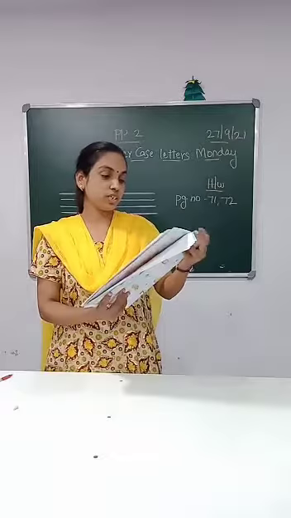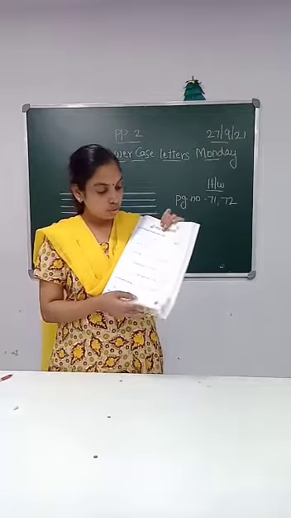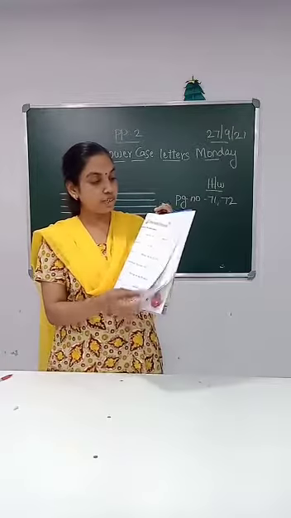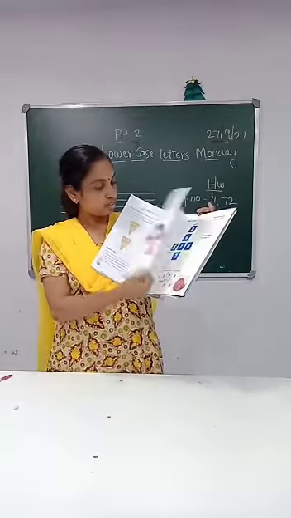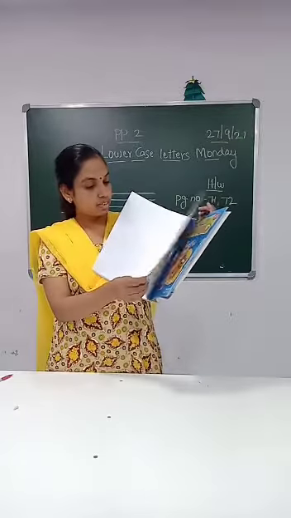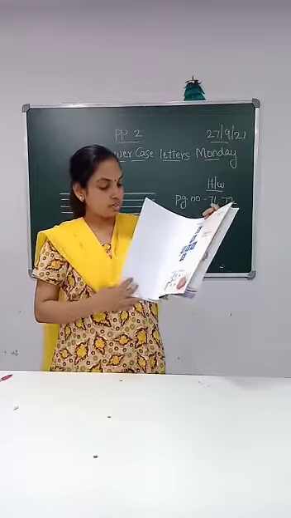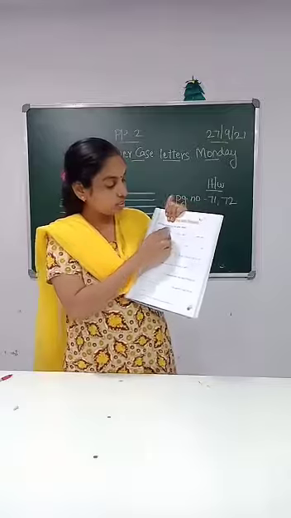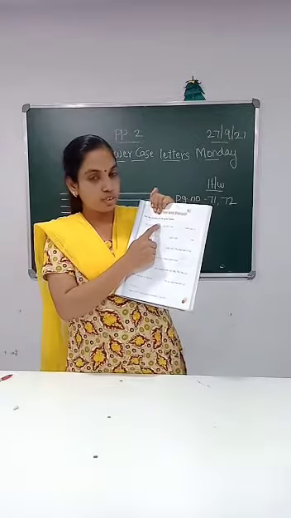Next is put the stickers in the given boxes. For this also, you will have stickers at the end of the book. You can see the last page here. You have to put the stickers in the given group. So for the sun, you will put the sun sticker here.